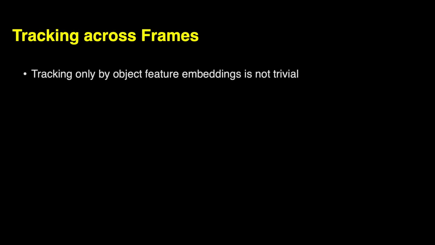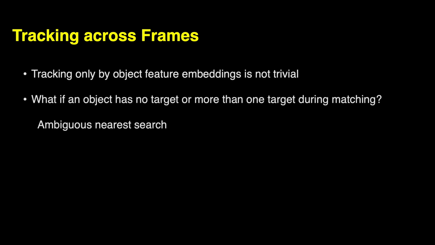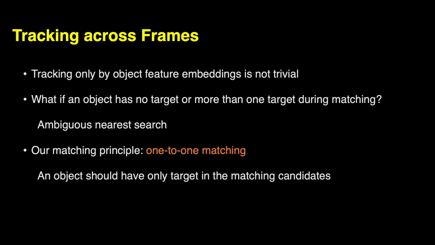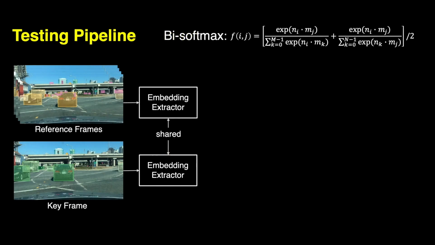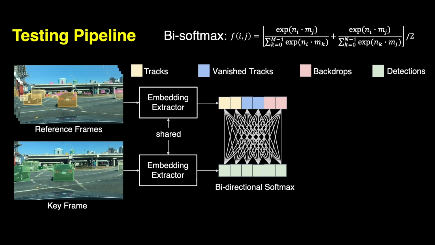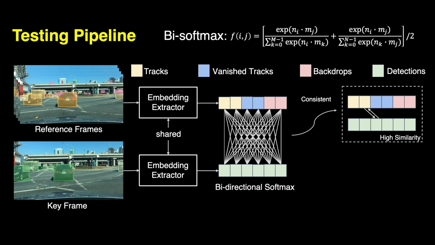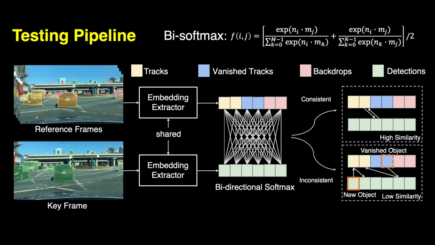Although the features are greatly improved, tracking objects only by object feature embeddings is not trivial. For example, if an object has no target or more than one target during matching, the nearest search will be ambiguous. In other words, an object should have only one target in the matching candidates. That is the one-to-one matching principle in this paper. Our main inference strategy is using bidirectional softmax to obtain similarity scores. Objects that satisfy bidirectional consistency will have high similarity scores while low similarity scores for the unsatisfied.